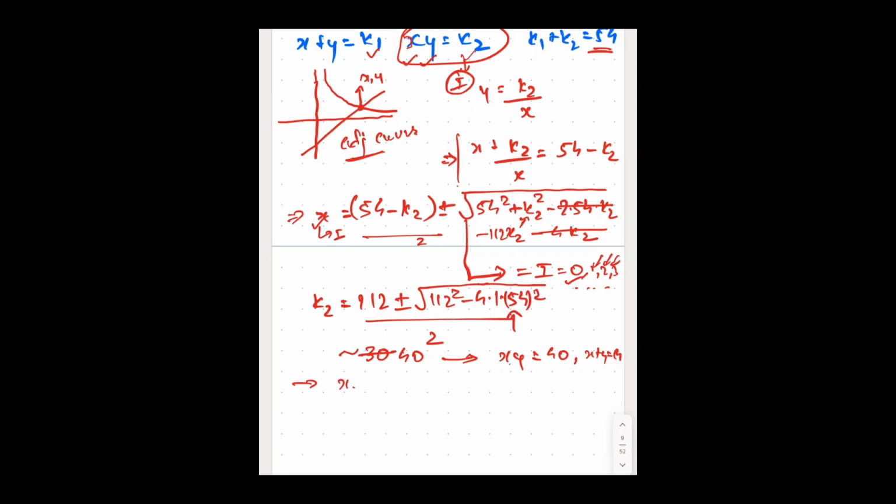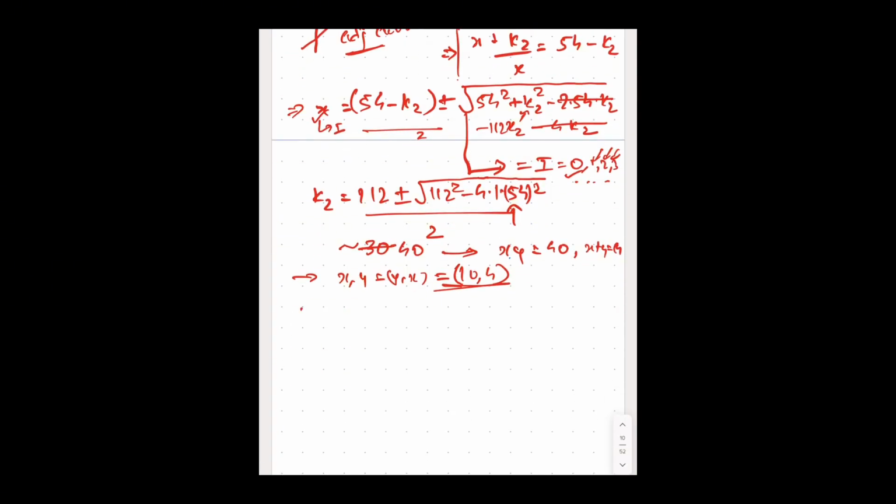So simply we get x comma y, or y comma x, as 10 comma 4. This is a solution, and there will be a set of solutions for different cases. We simply take again 1, then 2, then 3, and the number of solutions is infinite.